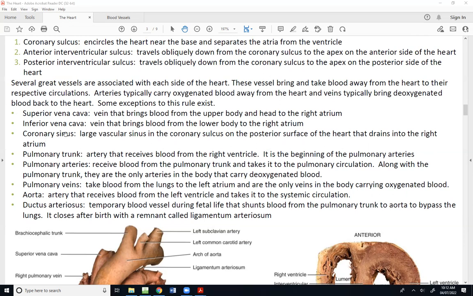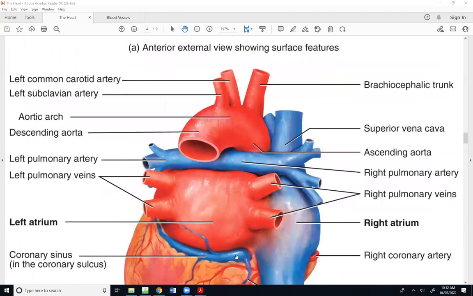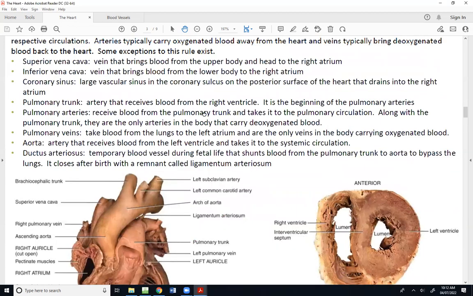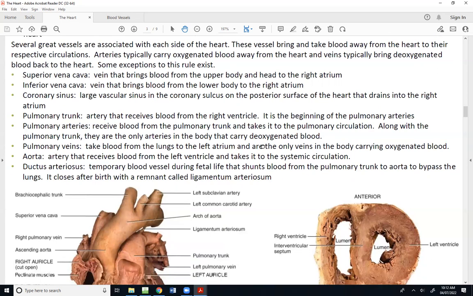The coronary sinus is that blood vessel I pointed out on the back side of the heart in that coronary sulcus. Notice it's shaded blue, and that is because it's a vein. Okay, this blood vessel is what we call a venous sinus. That's why it's called the coronary sinus. Okay, in the coronary sulcus on the posterior surface of the heart it drains blood into the right atrium as well. So these three blood vessels are all connected to the right atrium and bring that blood into it. Okay. The superior and inferior vena cava just bring a lot more because they're a lot bigger vessels.